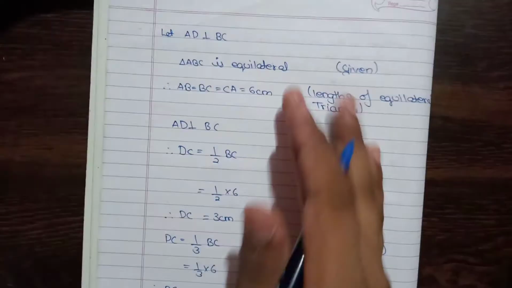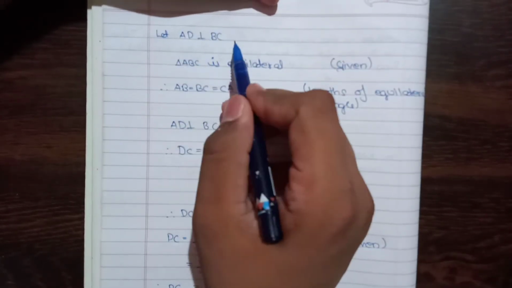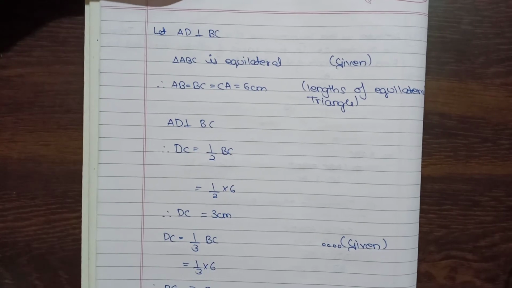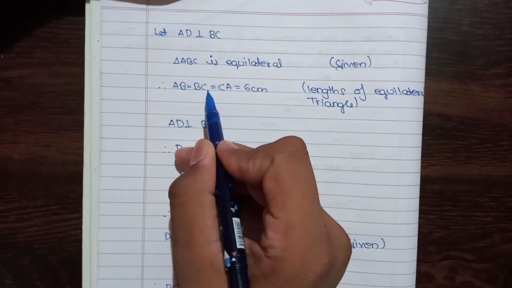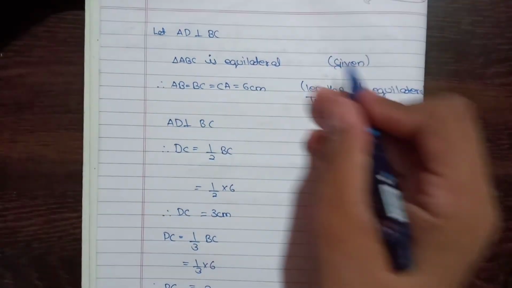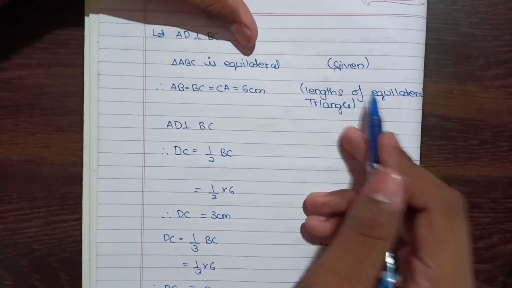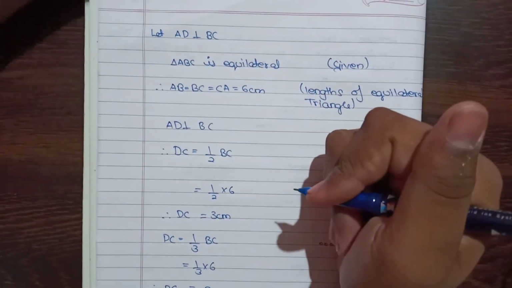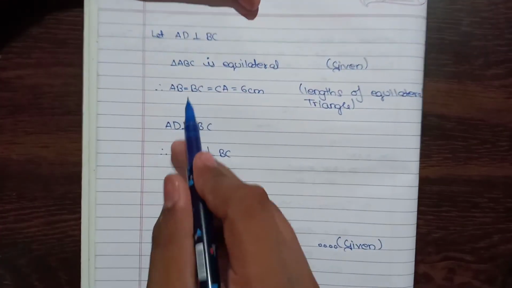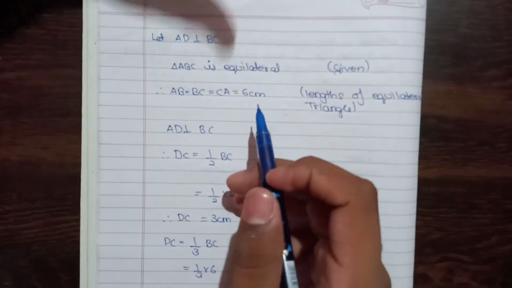So let us see. Its solution says that let AD be perpendicular to BC. Triangle ABC is equilateral, as it is given. Therefore AB equals BC equals CA equals 6 centimeter. Since all the sides of an equilateral triangle are equal, if one side is 6 centimeter, then all the sides would obviously be equal to 6 centimeter.